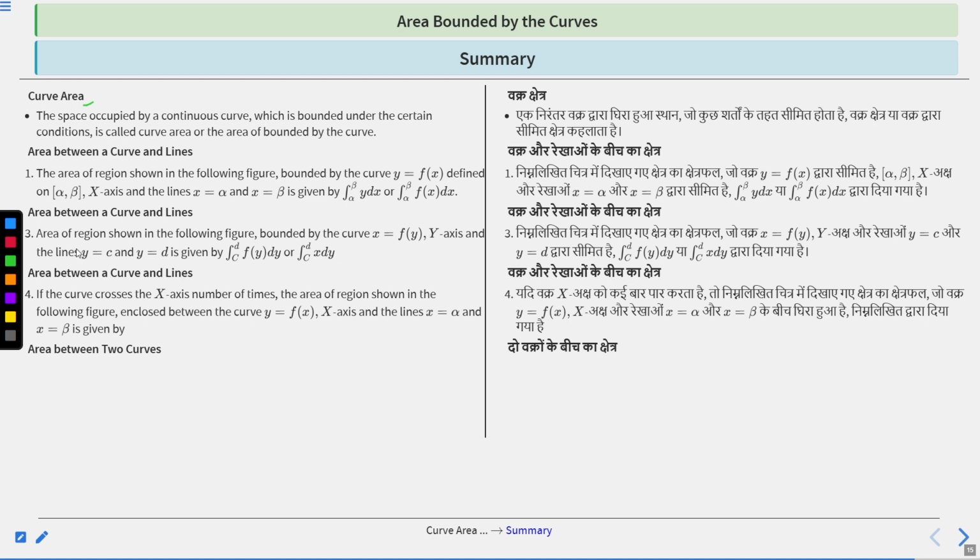After that, we have studied the area of the region as shown in the figure that we have discussed, bounded by the curve x equal to fy, the y-axis and the lines y equal to c and y equal to d, given by the integration of c to d fy dy, or integration of c to d x dy, right?